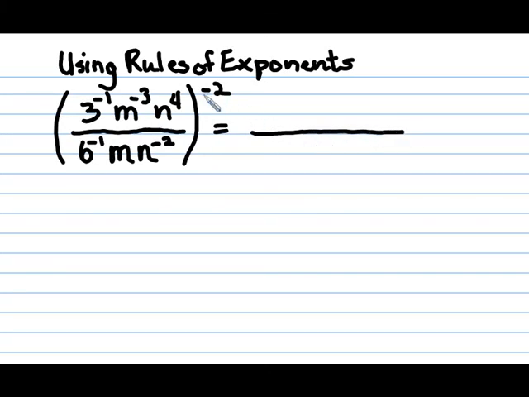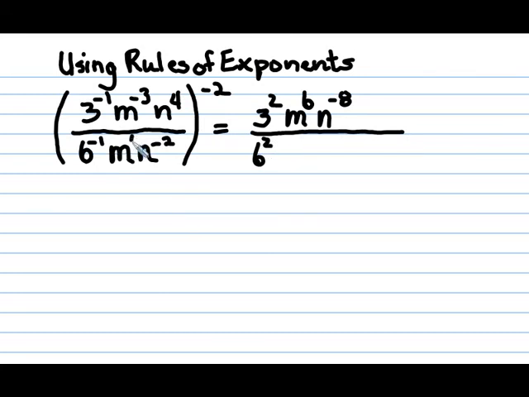Let's draw our division bar. So a negative 2 times a negative 1 will make it a positive 2 exponent on the 3. A negative 3 times a negative 2 makes that a positive 6 exponent on the m. The n, 4 times a negative 2 gives me a negative 8. And then I've got negative 1 times a negative 2, which will give me a positive 2 on the 6.